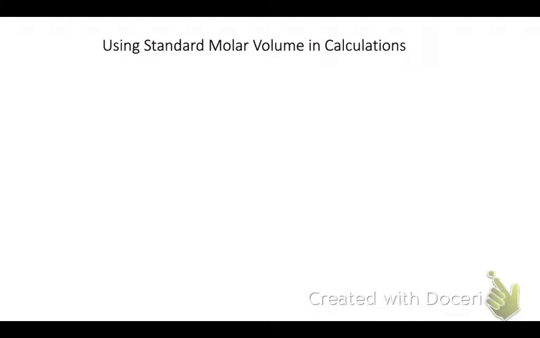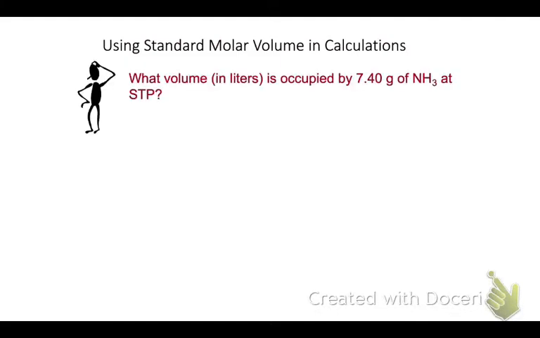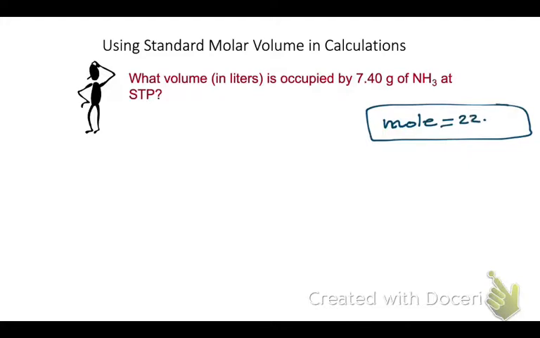Now let's use standard molar volume in calculation. What volume in liters is occupied by 7.40 grams of ammonia at STP? When I see STP, the first thing I do is write this down. At STP, here is what I know: 1 mole equals 22.4 liters, right?